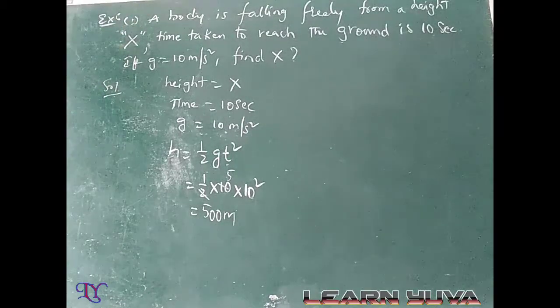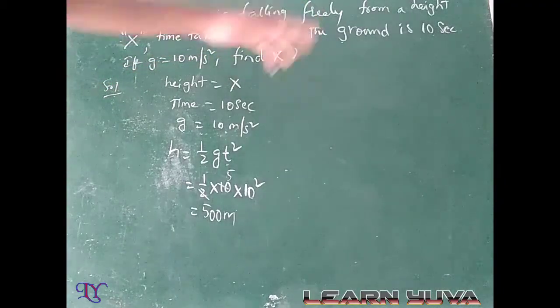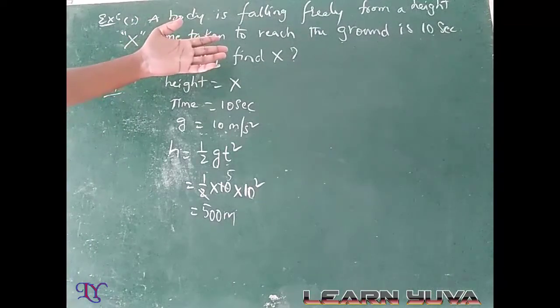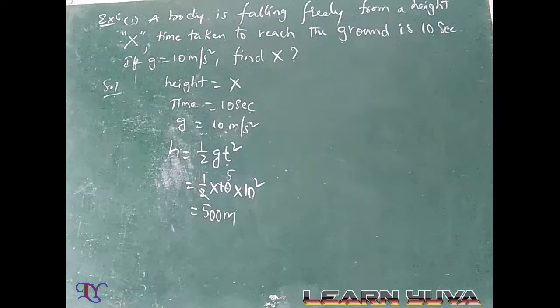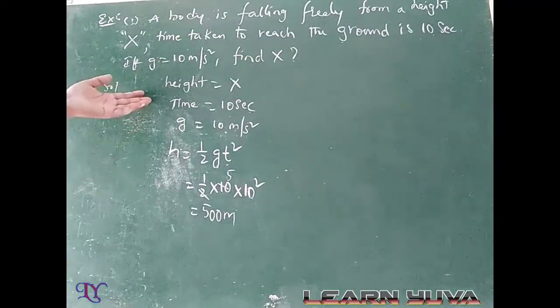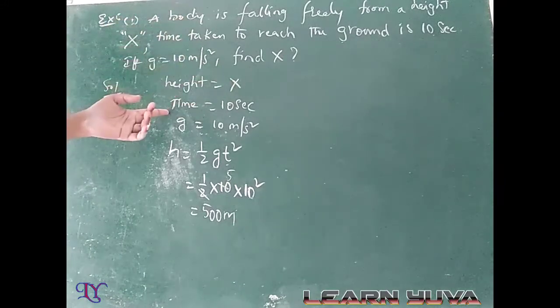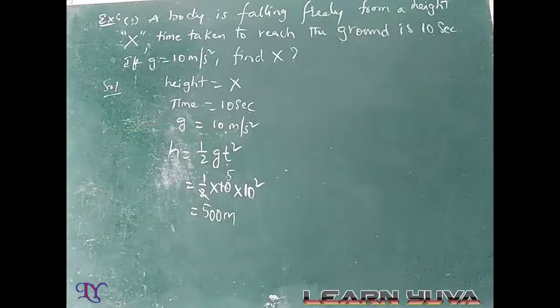So a body is falling freely from a height of x. The time taken to reach the ground is 10 seconds. If g is 10 meter per second square, then we have to find the x. Here the given data is time 10 seconds, acceleration due to gravity 10 meter per second square. We have to find out x.